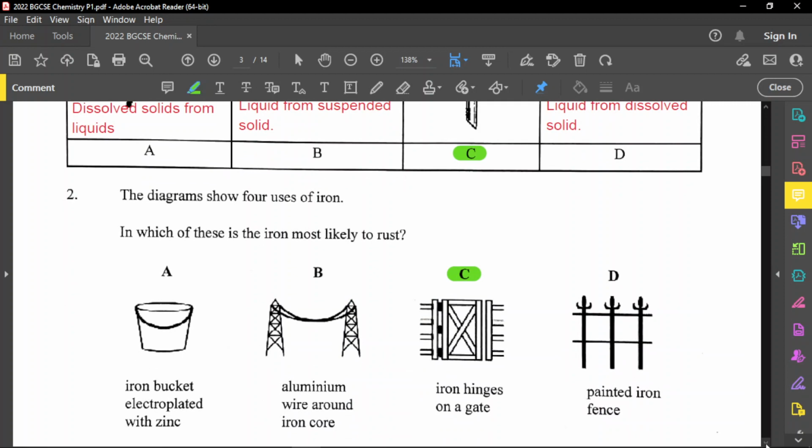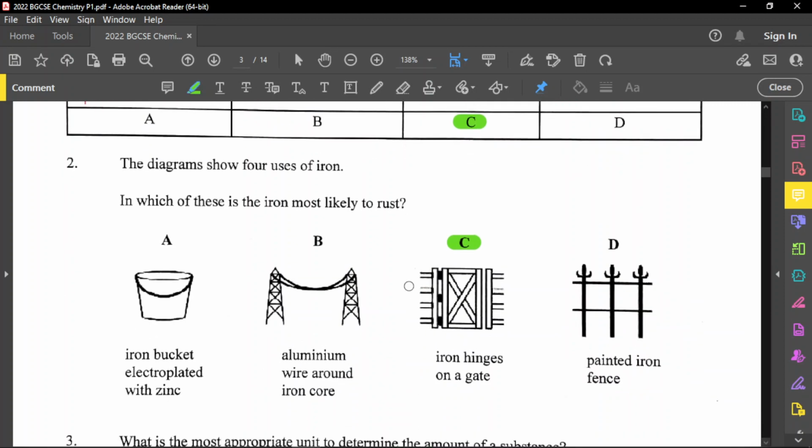For question number 2, the question reads that the diagrams show 4 uses of iron. In which of these is the iron most likely to rust? Option C is the correct answer, and just look at the information provided below each diagram. We have an iron bucket, and this was electroplated with zinc. Because it is electroplated, it's going to be more difficult to rust. You have aluminum wire around an iron core, and so the aluminum will prevent the iron from rusting easily.